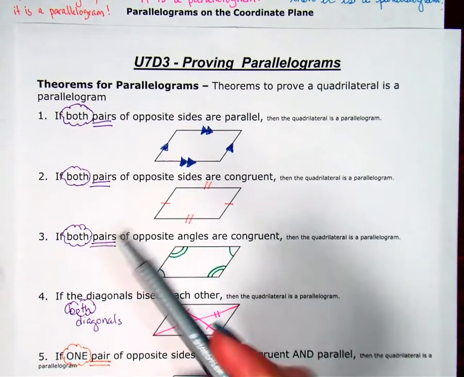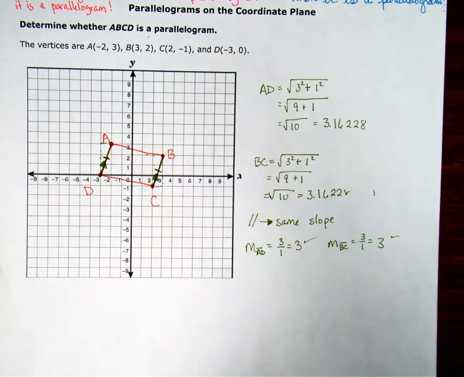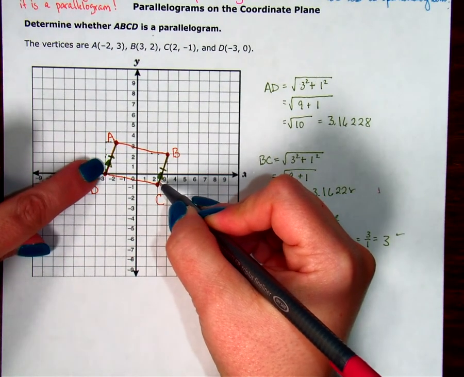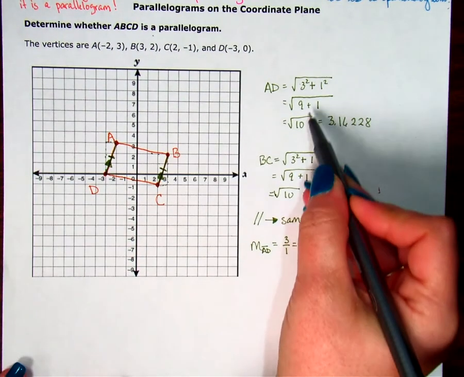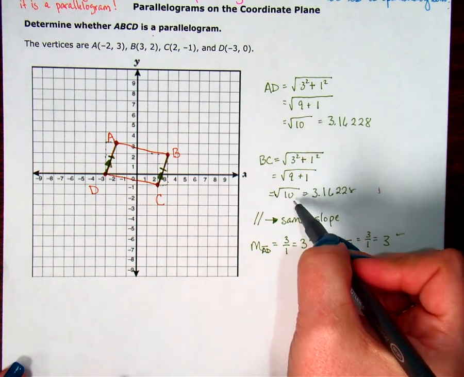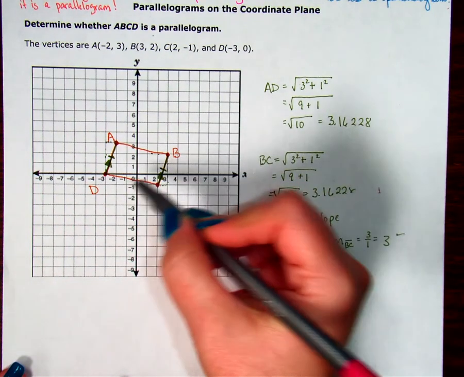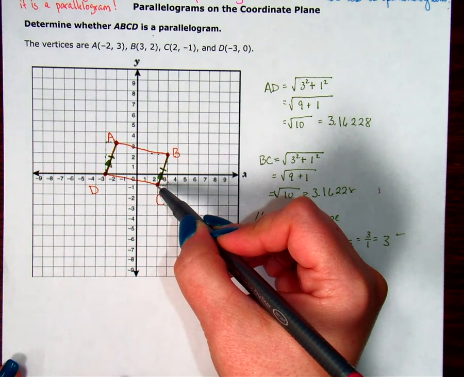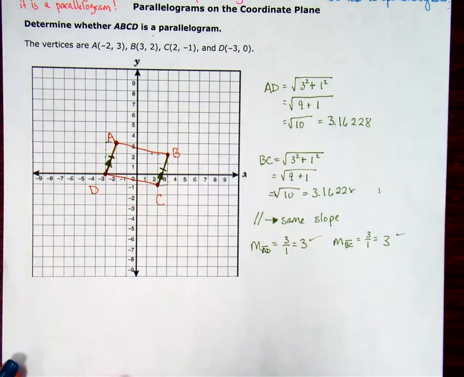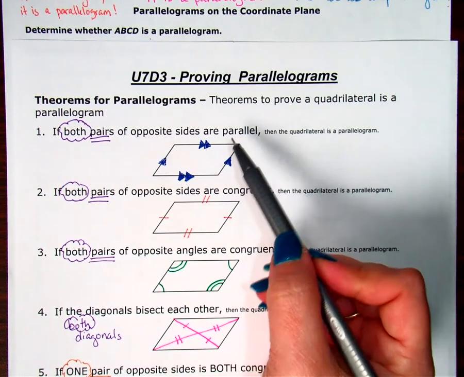My second theorem, working backwards, both pairs of opposite sides are congruent. Well, we're halfway there, right? We already showed that these two sides were congruent. So then I would just have to do what I did here for AD and BC with my Pythagorean theorem. I would do that for AB and DC so that I could show that these were congruent and these are congruent. But then my number one is probably actually the easiest.